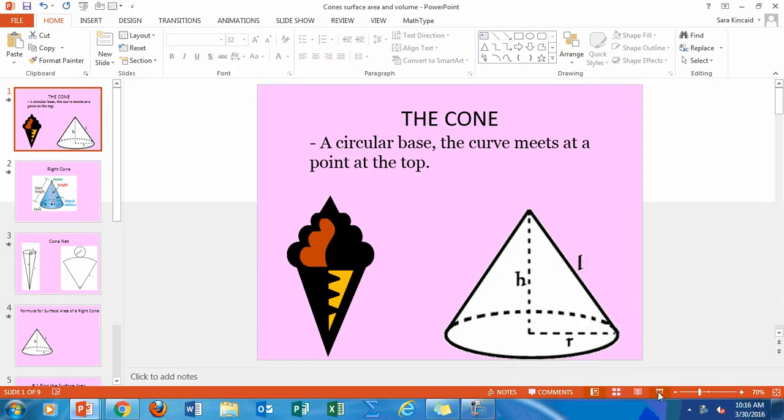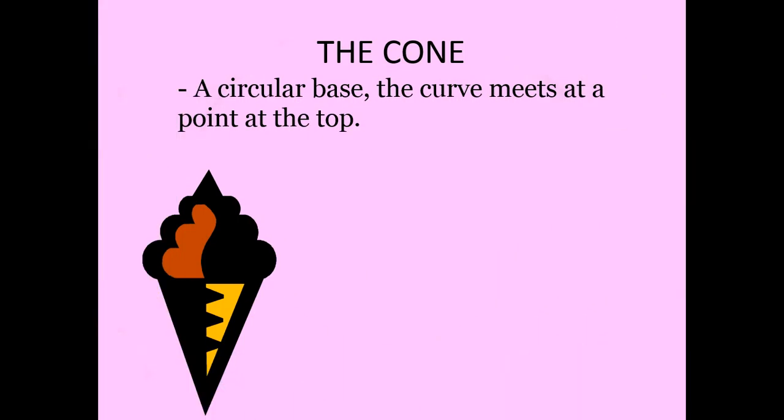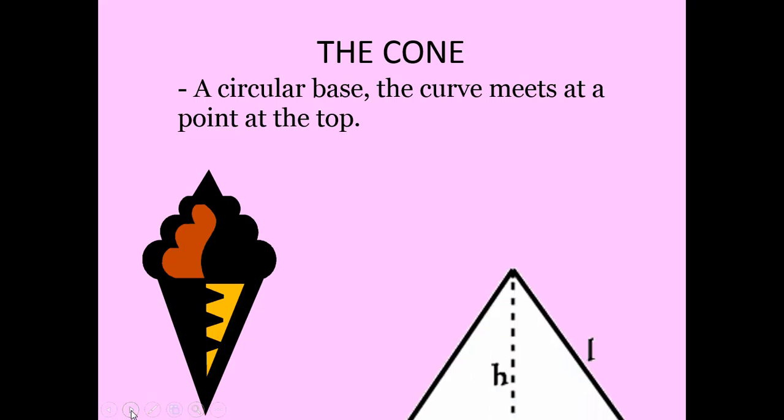Hello, ladies and gentlemen. Today we are going to take a look at the cone. So how does surface area and volume change, or how does that work when we're talking about a cone shape? So remember with the cone, we're talking about a circular base and the curve sort of meets at that point at the top. So it's like a curvy pyramid, if you will, a circular pyramid.